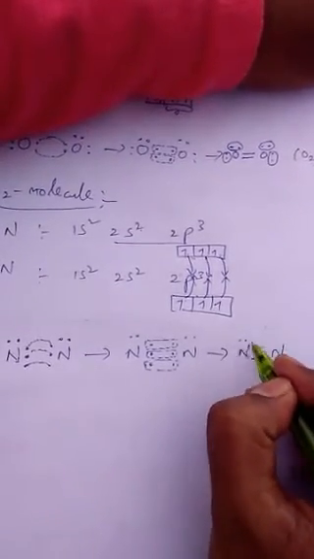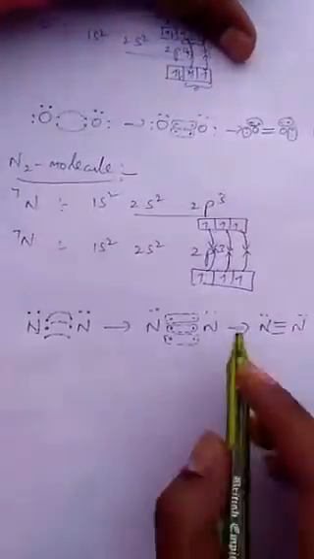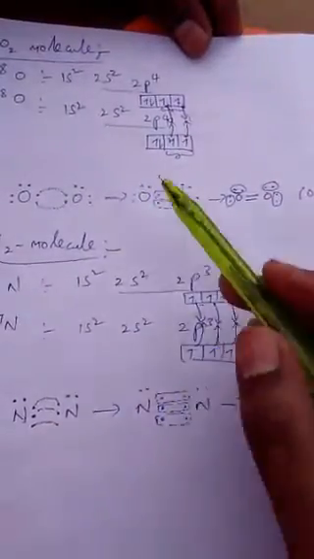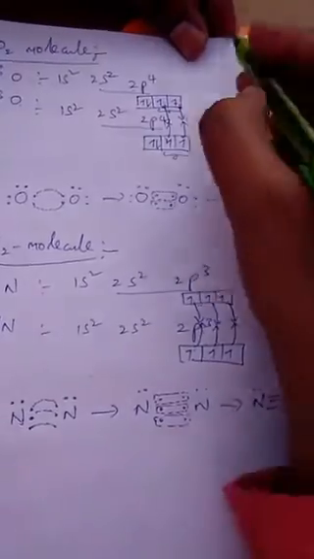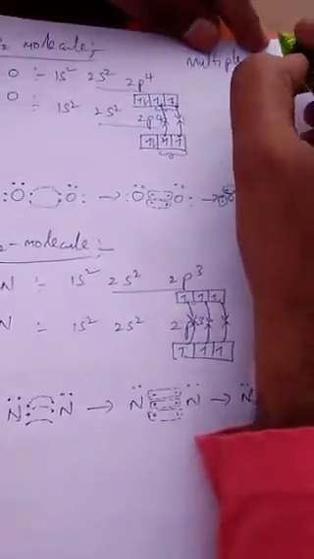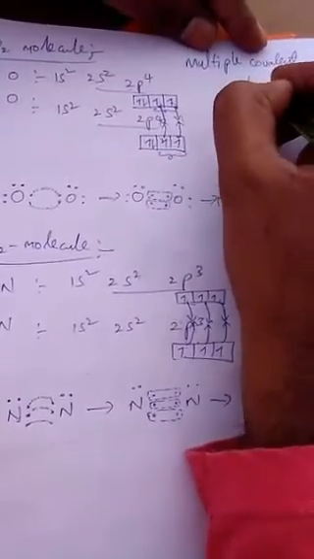So here is 1 lone pair. 2 electrons means 1 lone pair, 2 electrons means 1 lone pair. So the oxygen molecule and the nitrogen molecule are examples of multiple covalent bonds. Multi means more than one bond. Multiple covalent bond.